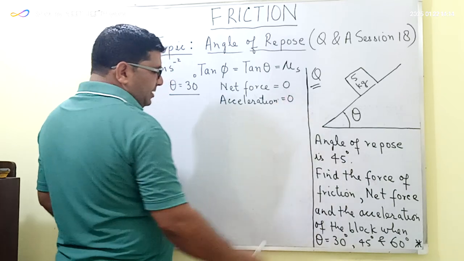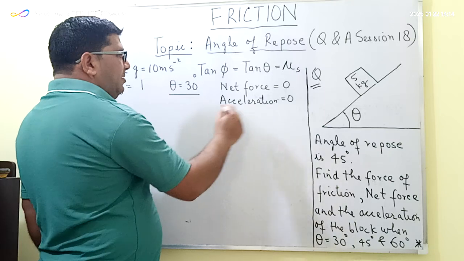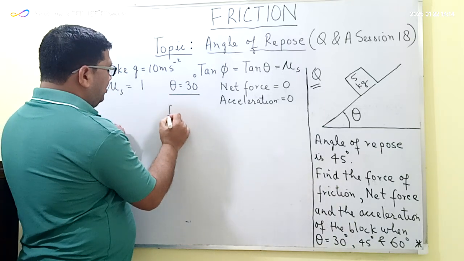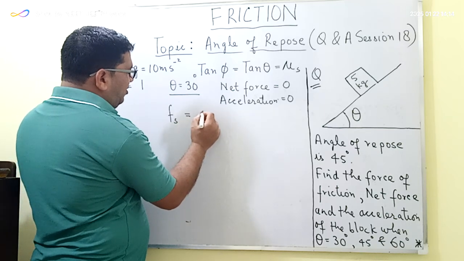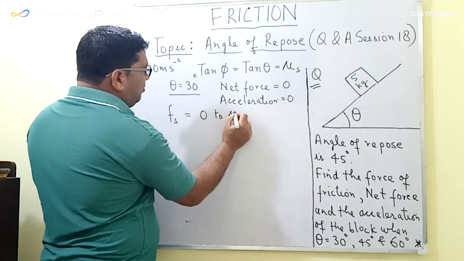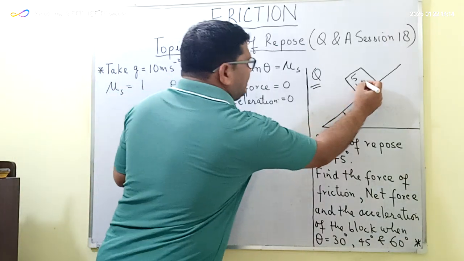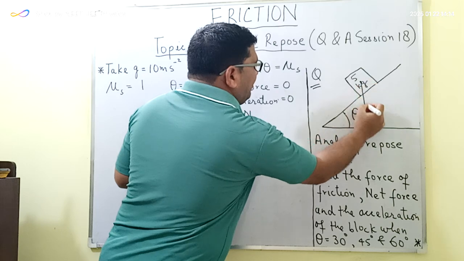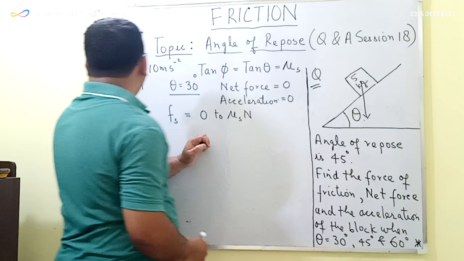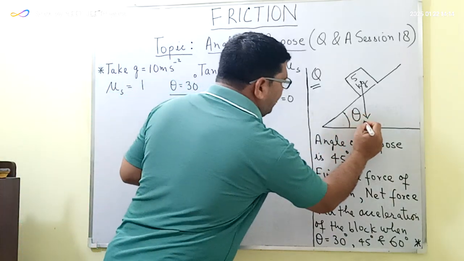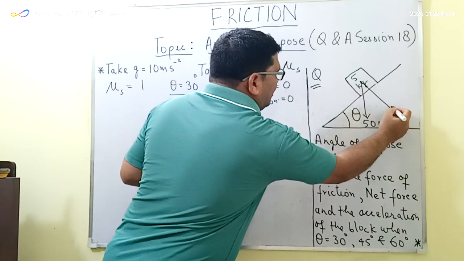Now, the third thing which we have to find is the force of friction. We know that the force of static friction has a value that ranges from 0 to mu s into N, where N is the normal reaction. This is the body of 5 kg, so its weight will be acting vertically downward, which is equal to 5 into 10, because g is to be taken as 10 meter per second square. So mg will be equal to 50 Newton.